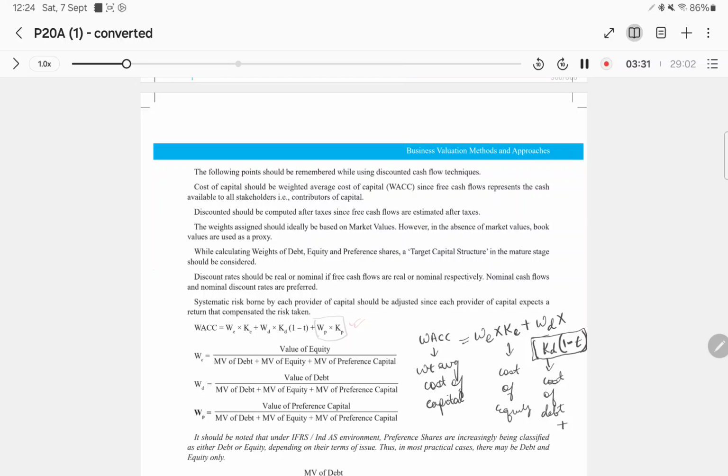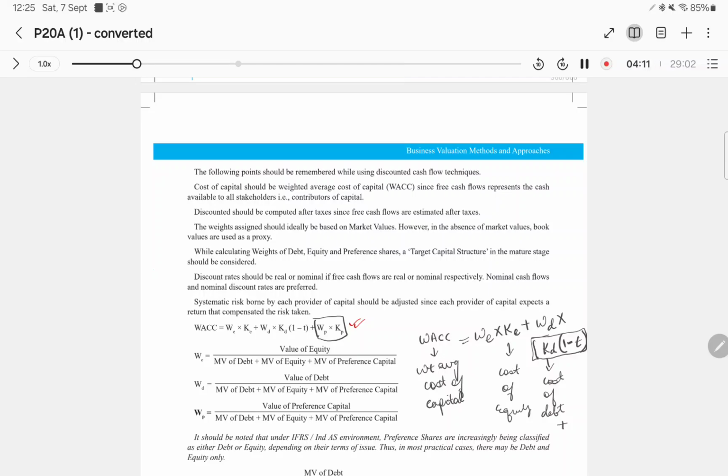And also in the institute mat it is given WP into KP. What is WP and what is KP? WP is basically the weight of preference share, that is preference capital, and KP is the cost of preference capital. Okay, generally in exam questions, what you will find is that weight of equity and weight of debt are not given. Actually the number of shares are given in the question, and you need to calculate the weight. So how will you calculate it? Let's go through a sum through which we can understand it.